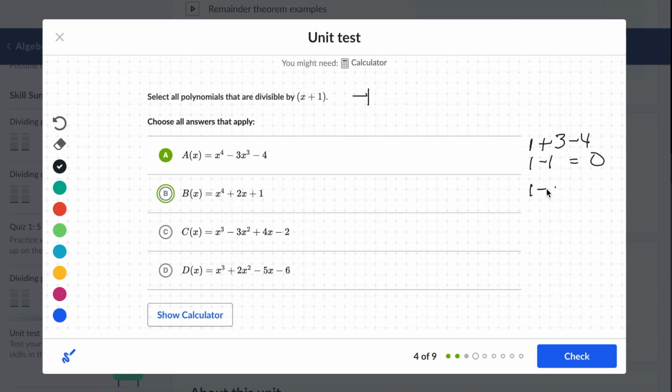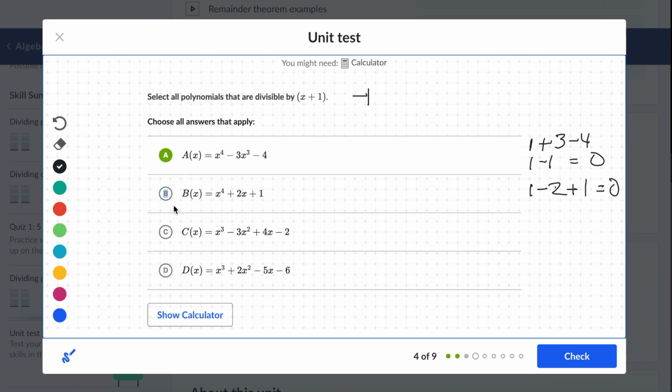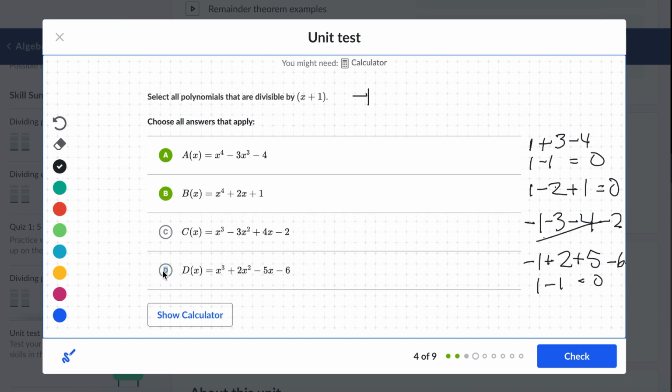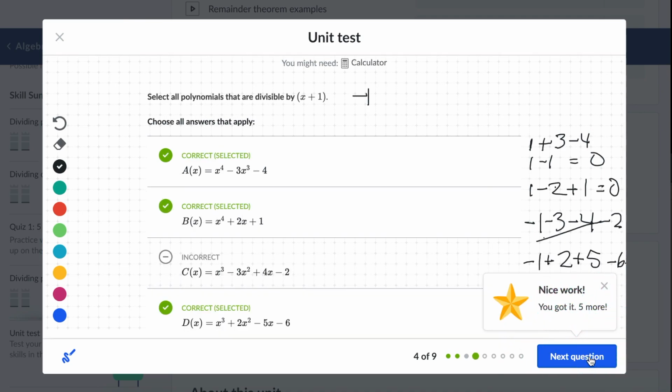So this is going to be 1 minus 2 plus 1. This is also 0. Next, -1 minus 3 minus 4 minus 2. Yeah, no, there's no way this is 0. And then the last one, plus 5 minus 6. This is 1 minus 1 equals 0. Yeah. Let's check our answer. Nice work.